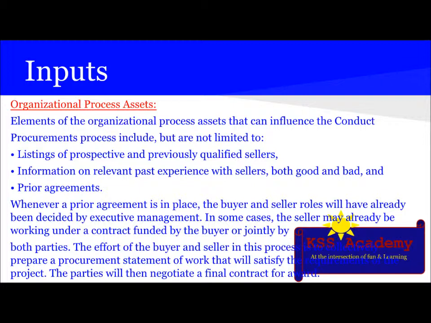When a prior agreement is in place, the buyer and the seller roles will have already been decided by executive management. In some cases, the seller may already be working under a contract funded by the buyer or jointly by both parties. The effort of the buyer and the seller in this process is to collectively prepare a procurement statement of work that will satisfy the requirement of the project. The parties will then negotiate a final contract for award.